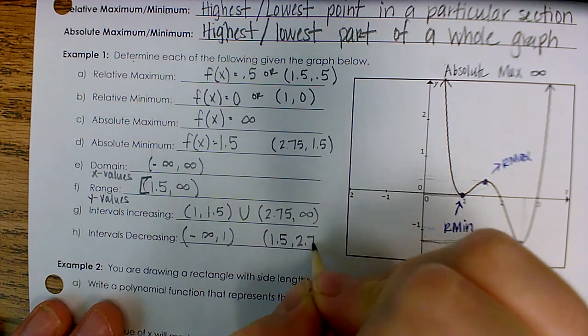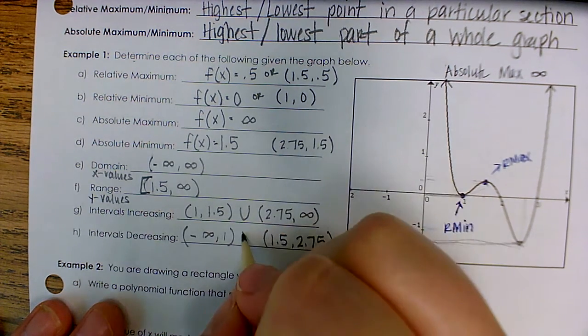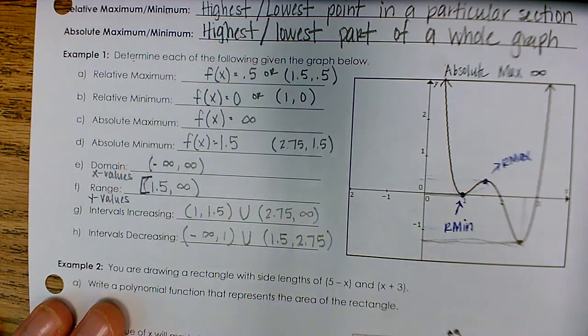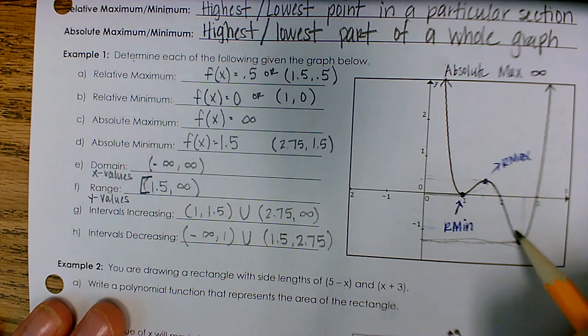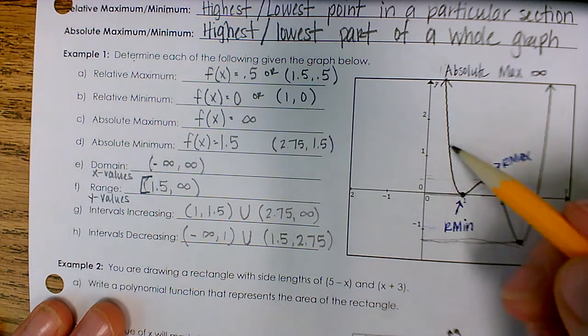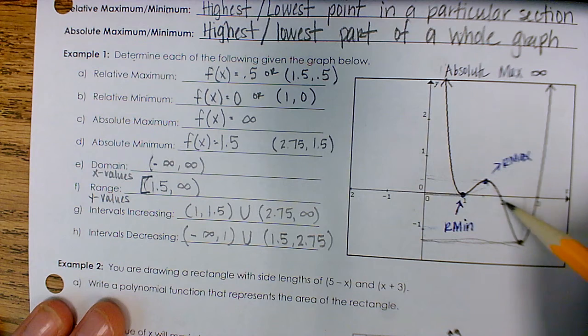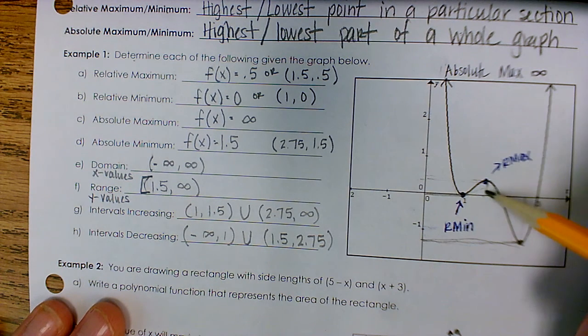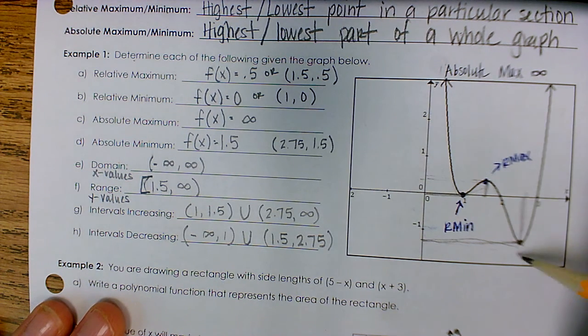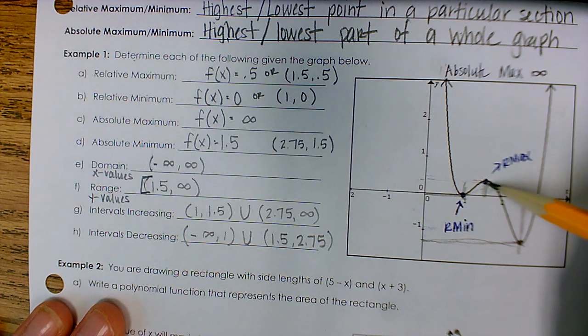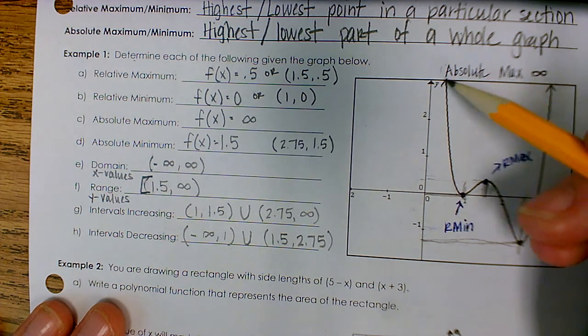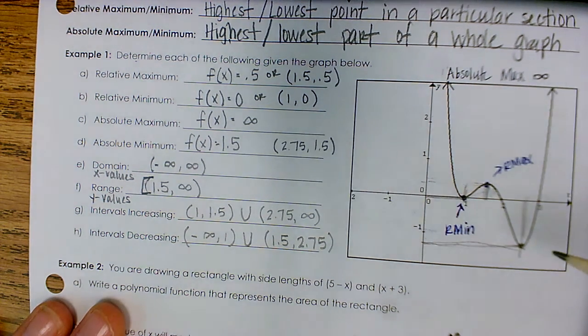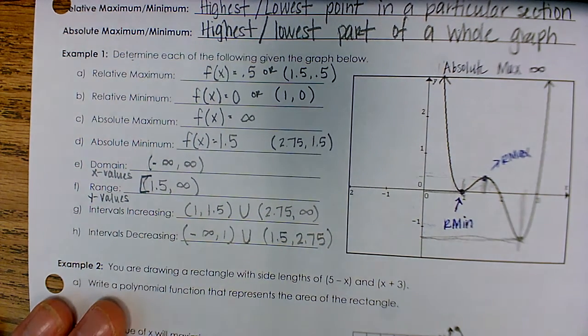And remember, increase and decrease is just when you put your pencil on your graph: up is increase, down is decrease. So increase, decrease, increase, decrease, increase. So just write the intervals, the x values. From here to here is decrease, from here to infinity is increase, from here to here is increase, and then from negative infinity to here is decrease. It's the turning points. Okay?